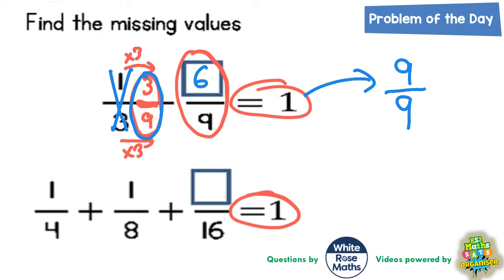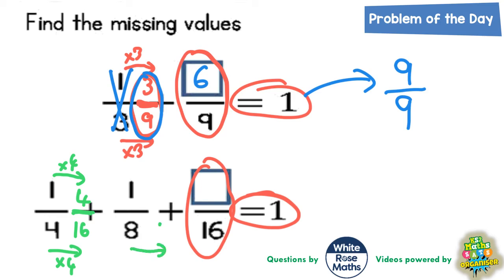If we do a similar sort of thing on the second question, we're trying to find a mystery number of 16ths. So we really need to make the other two fractions into 16ths. So to make quarters into 16ths, we need to multiply by 4. And therefore we need to do the same for the top, multiply by 4. So 1 times 4 is 4. So 1/4 is 4/16.